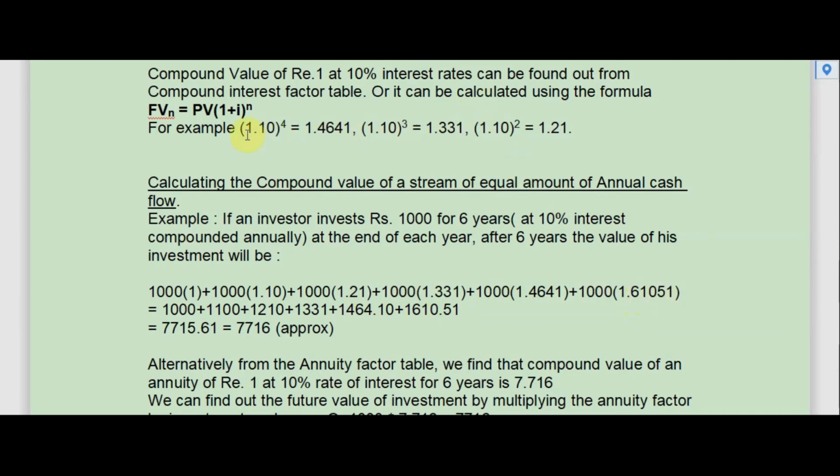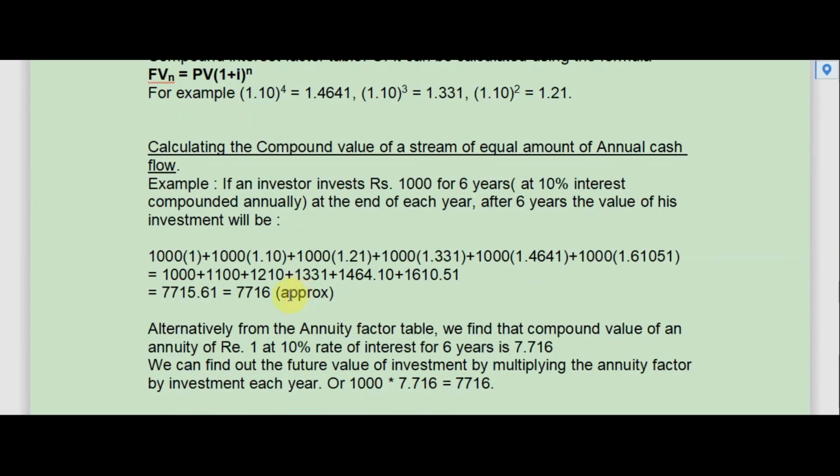How will we calculate it? For 1.10 whole to the power 5 equals 1.61051. So if we add all this up, we get 7715.61, that is 7716. So the amount of investment is equal for all years.